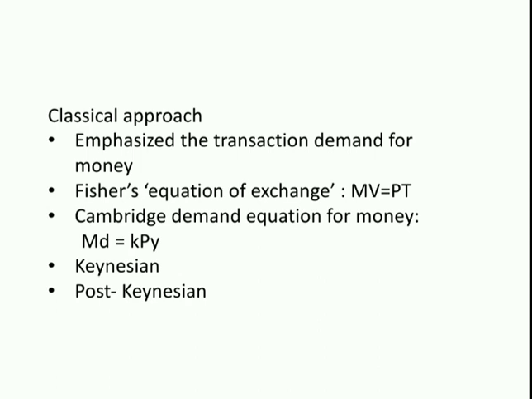In Fisher's equation of exchange, MV is equal to PT. M is the total quantity of money, V is the velocity of circulation of money, P is the price level, T is the total amount of goods and services exchanged for money. The equation says that supply of money is equal to the demand for money. The demand for money is determined by the level of full employment income. It is a constant proportion of the level of transactions.